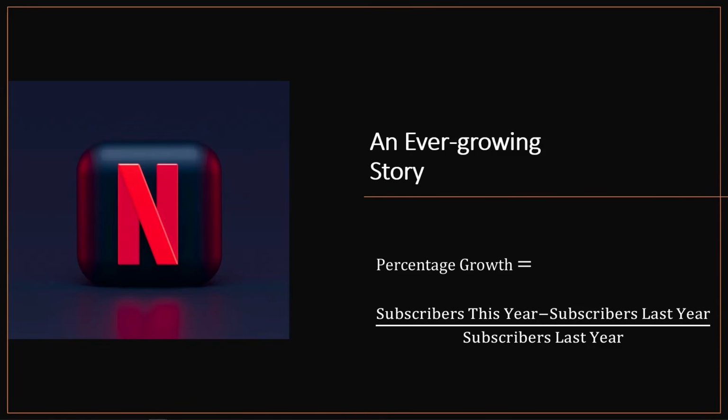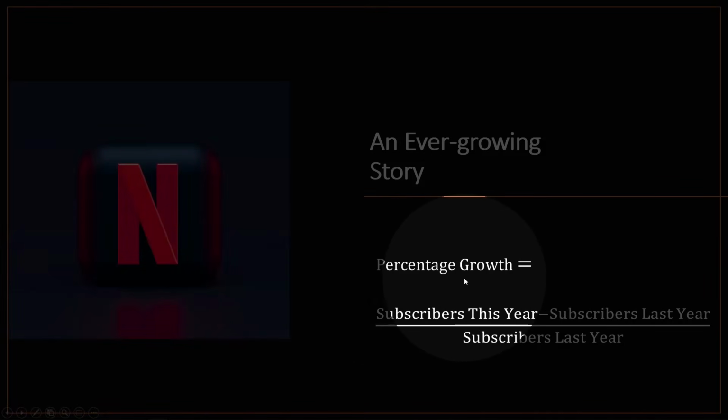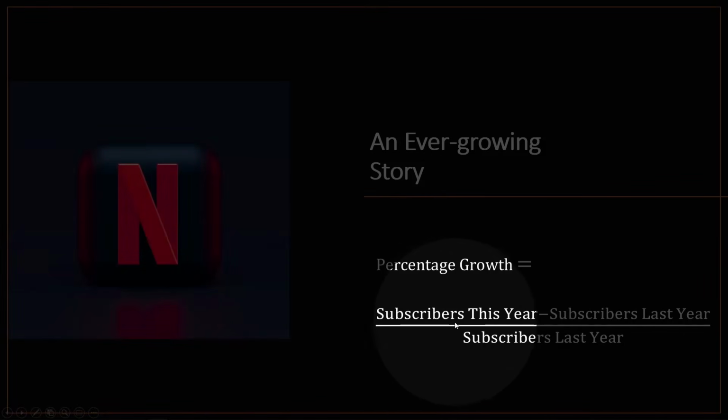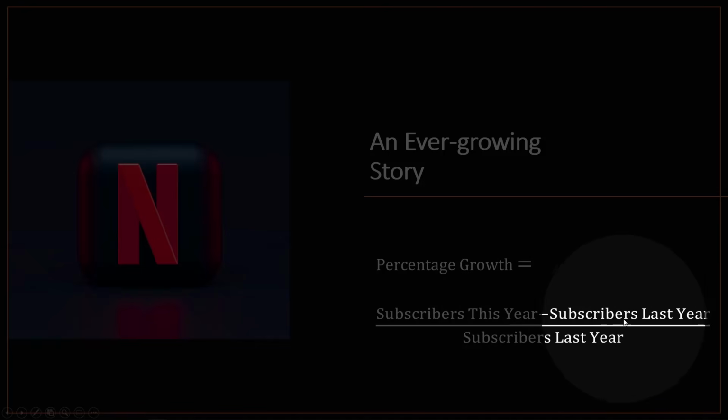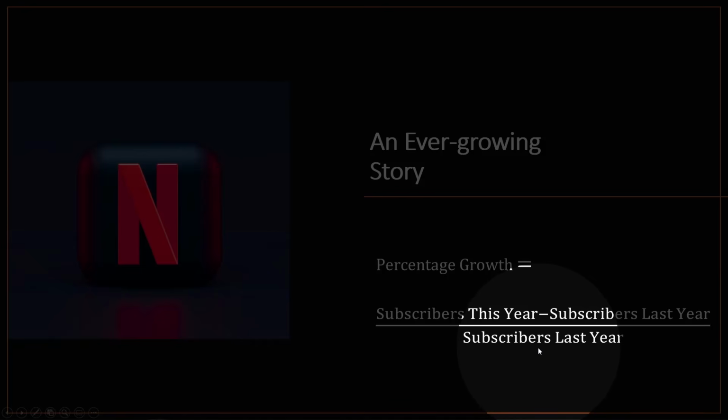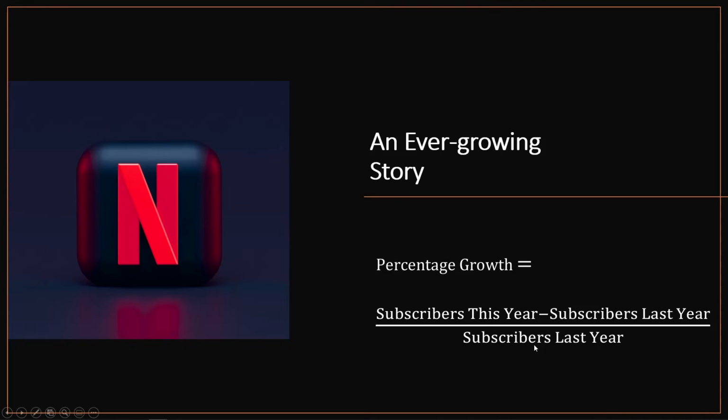Our third story is on Netflix, in particular, on the percentage growth of Netflix subscribers. The calculation for percentage growth is equal to the subscribers this year minus the number of subscribers last year, divided by the number of subscribers last year. So that gives us the percentage growth.